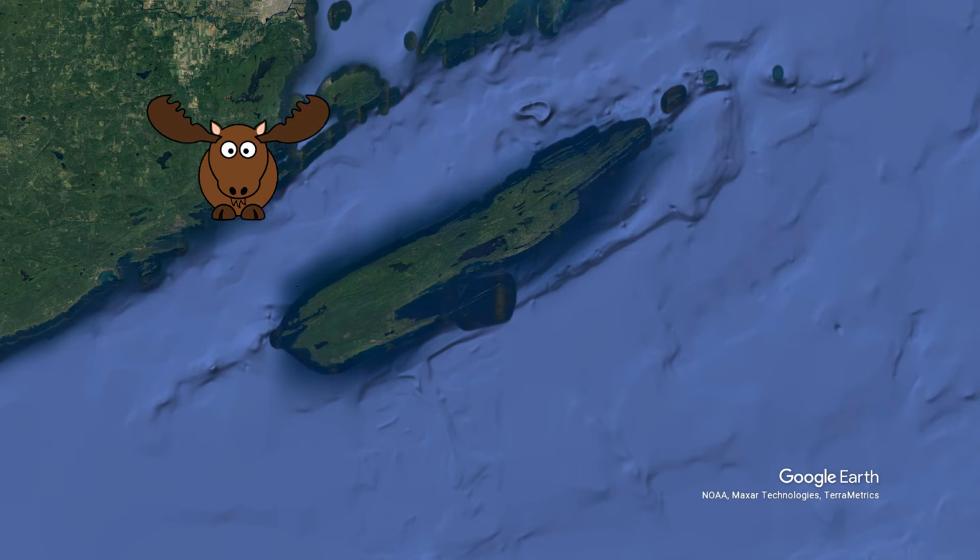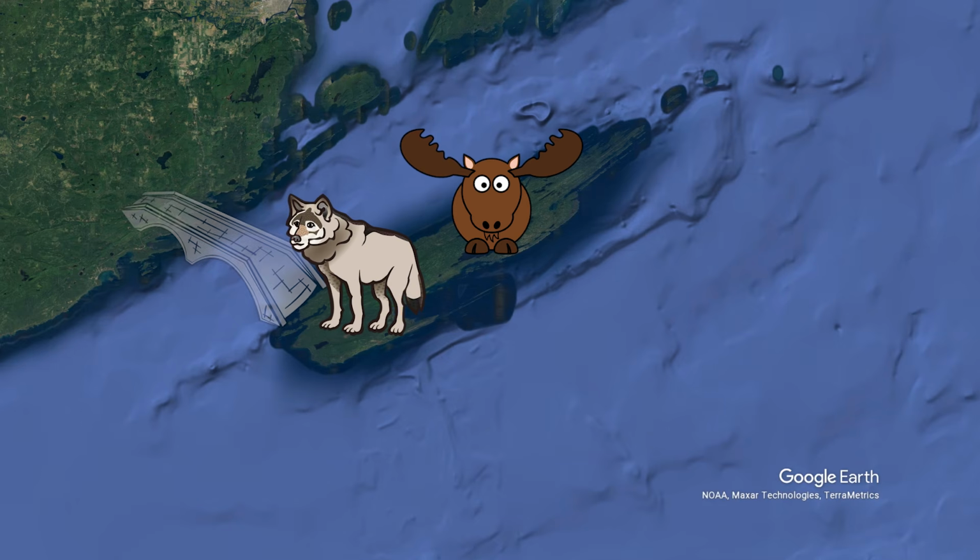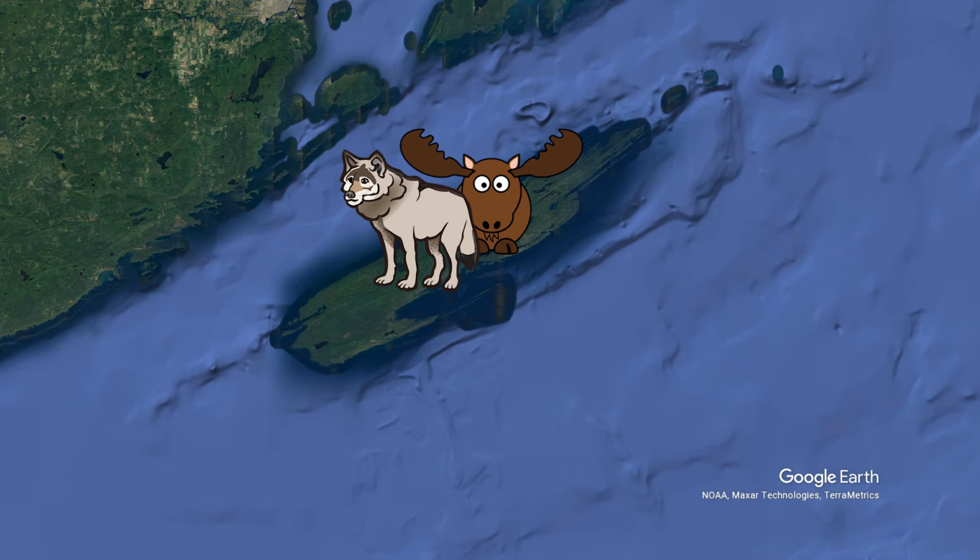It's believed moose first arrived on Isle Royale at the turn of the 20th century, although we are yet to figure out why or how. Wolves then followed 50 years later by way of an ice bridge from the mainland. That ice bridge is important and we'll come back to it, but first let's talk about how Isle Royale's moose and wolves interact with one another.